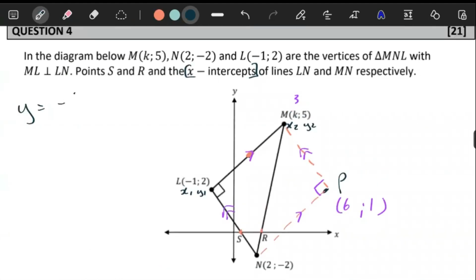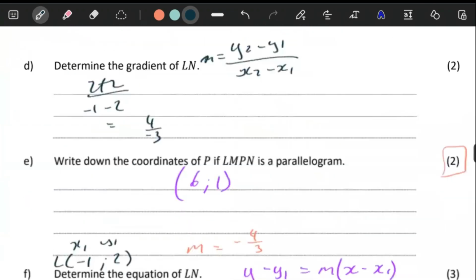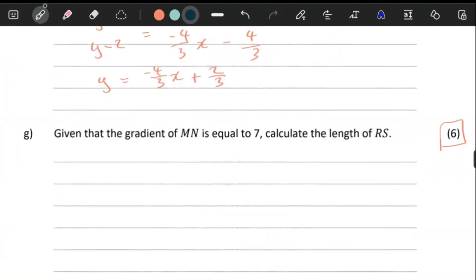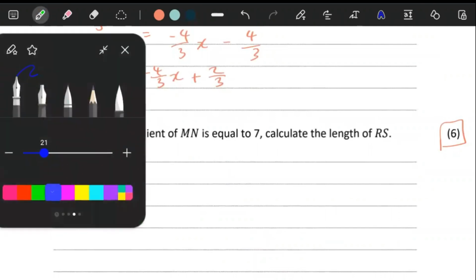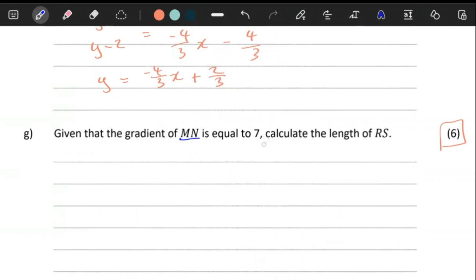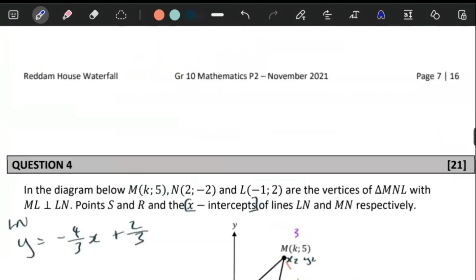It's y is equal to negative 4 over 3 x plus 2 over 3. The equation of Mn, it looks like we need it. So we can get the x-intercept, which is R, and then we can compare the distance here. That's how you want to go about these questions. Don't be conservative in terms of what you write down. So we already have the gradient of Mn, so we just need the y-intercept, since we need the equation of Mn first. So x1 and y1 can be any of the two coordinates.